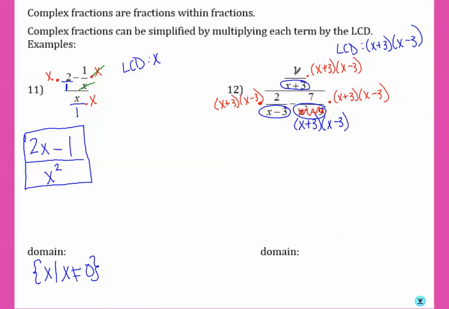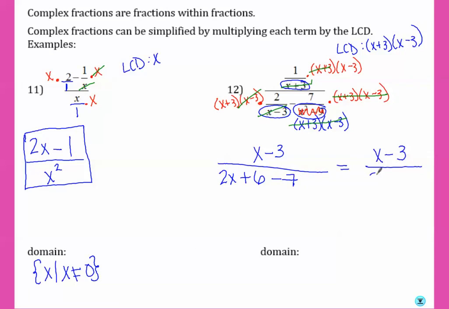So in our numerator, the x plus 3's cancel out, and 1 times x minus 3 would be x minus 3. In our denominator, in our fraction on the left, the x minus 3's cancel out. X plus 3 times 2 would be 2x plus 6. And then on our fraction on the right, the whole thing cancels out. So we'd be left with minus 7. Combine like terms, we get x minus 3 over 2x minus 1.